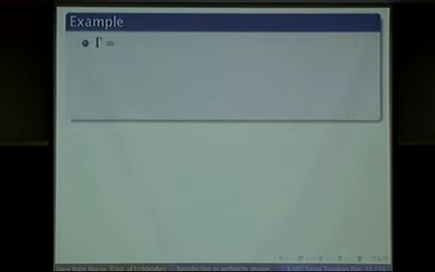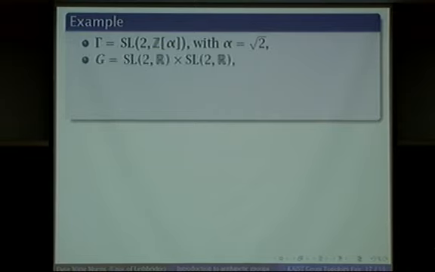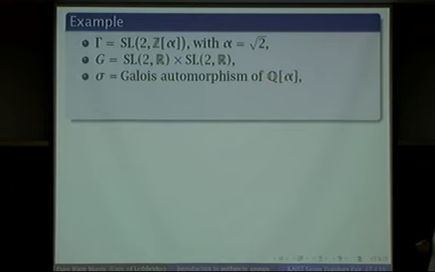I'm just repeating what I just said. So gamma is the integer points of SL2R, but it's algebraic integer points where alpha is the square root of 2. G then will be SL2R cross SL2R. I'm going to embed gamma in G, and the crucial thing is I have to use a Galois automorphism, like I did before. So I take that same Galois automorphism of Q adjoin square root of 2. So sigma of alpha is minus alpha, but sigma of 1 is 1. And from that, I'm going to define a map delta. Delta is a map from gamma into SL2R cross SL2R.